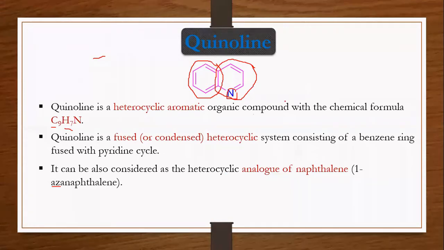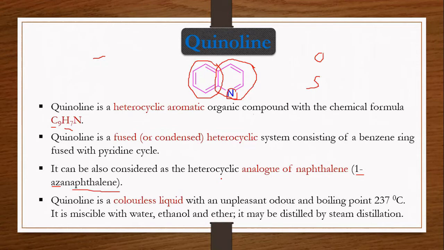If it is oxa, then it stands for oxygen. Thia stands for sulfur. Thus, suppose we consider it as an analog of naphthalene, then at one position nitrogen is present, hence it is 1-aza, and the rest is similar to naphthalene.